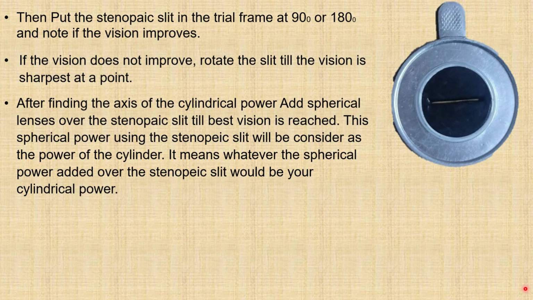After finding the axis of the cylindrical power, add spherical lenses over the stenopic slit till best vision is reached. This spherical power using the stenopic slit will be considered as the power of the cylindrical. It means whatever the spherical power added over the stenopic slit would be your cylindrical power.